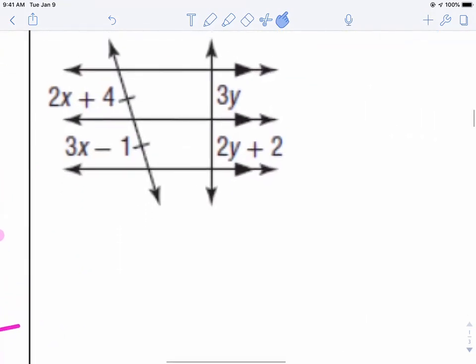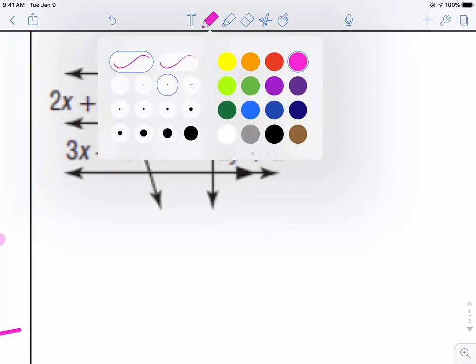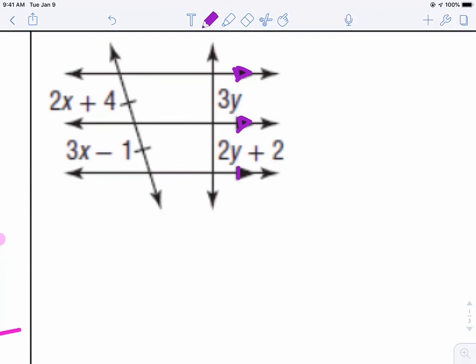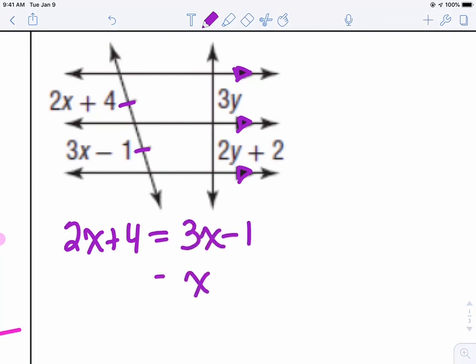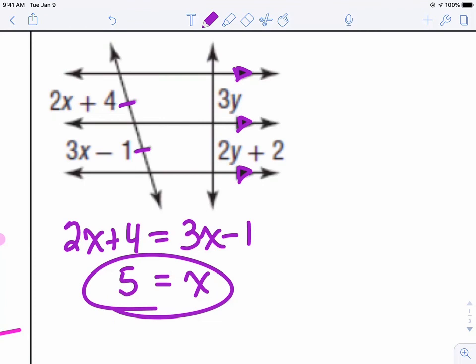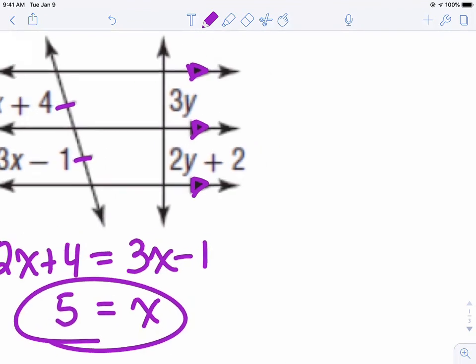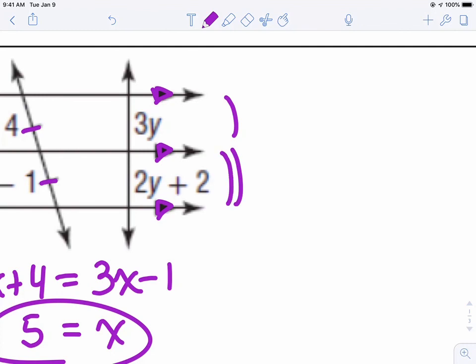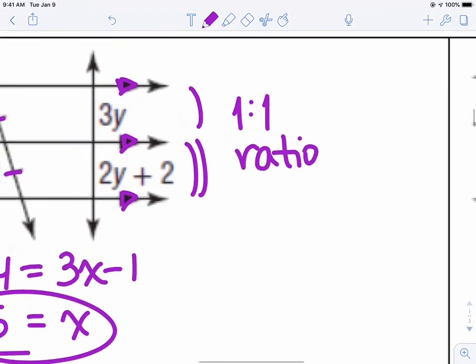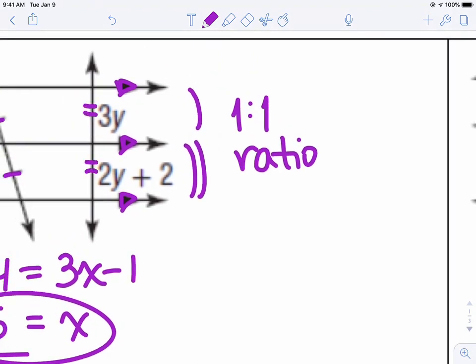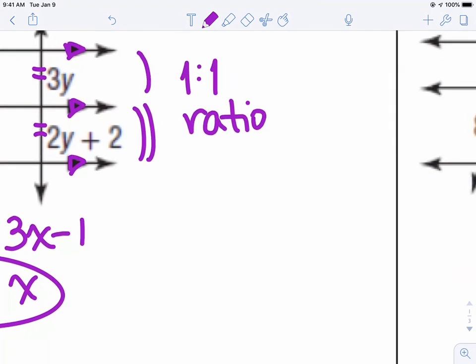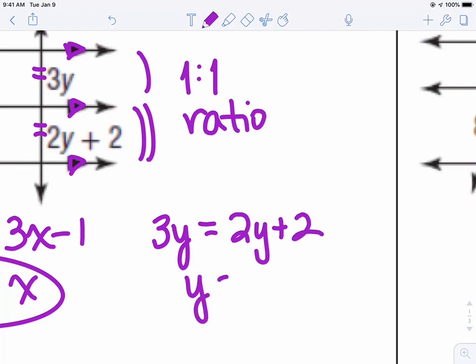Okay, second example. Notice that you do again have parallel segments. And this time, those are congruent. That means you can just say 2x plus 4 is equal to 3x minus 1. And so x equals 5. And then since that's a 1-to-1 ratio, these are also in a 1-to-1 ratio. In other words, they're congruent. So these two are not the same as the first ones, but they're still going to be in a 1-to-1 ratio. So that means that 3y is equal to 2y plus 12, and y equals 12.